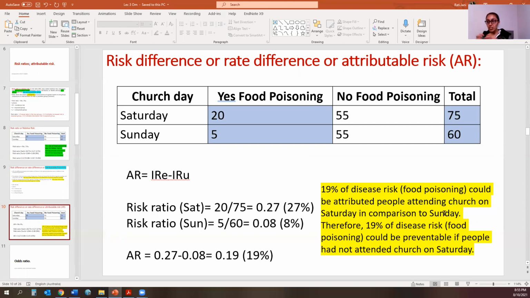Because you have subtracted them, you are comparing one group against the other group in terms of the differences. So 19% of the disease risk could be attributed to people attending church on Saturday in comparison to Sunday. Another way of saying it: 19% of the health outcome, which is food poisoning, could be prevented if people had not attended church on Saturday, which is quite unrealistic, right? What if I had time only on Saturday? But this is just a hypothetical example to show you that the only difference is the way you frame your result.